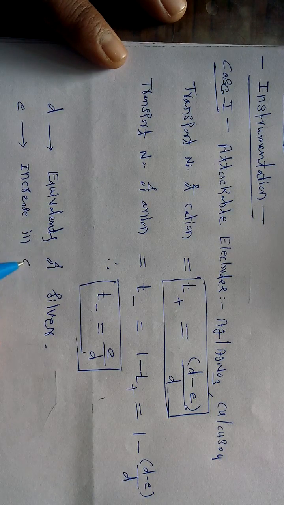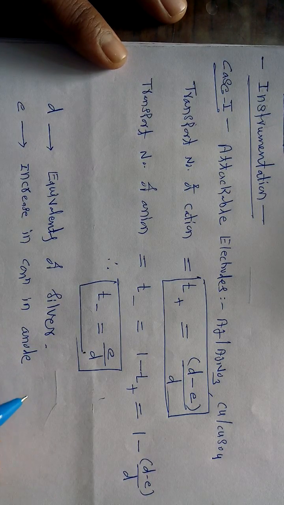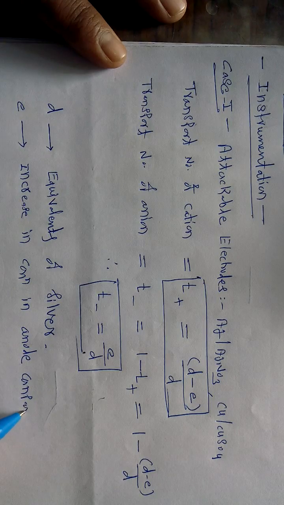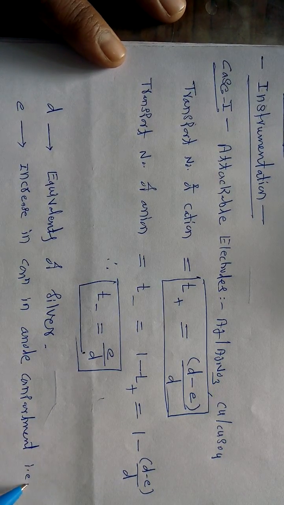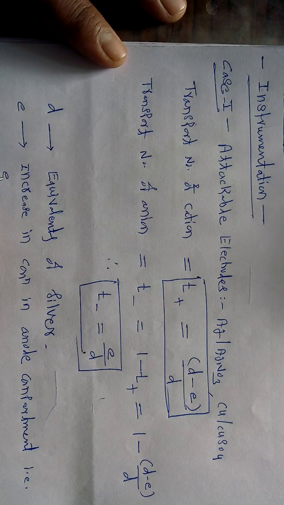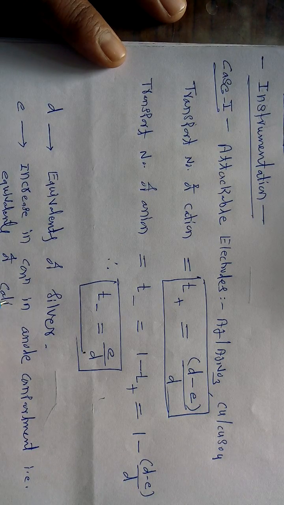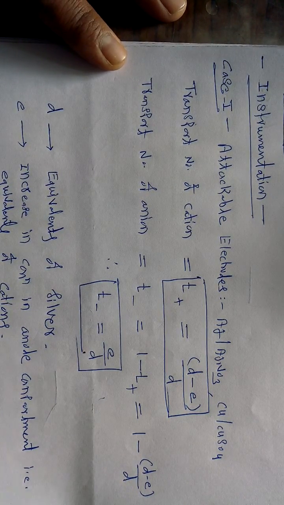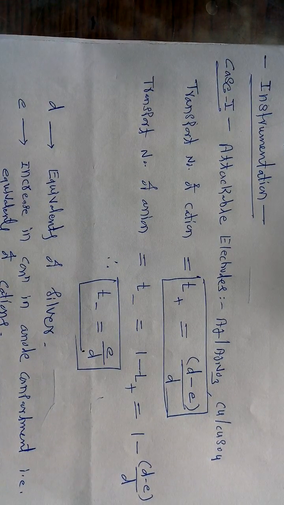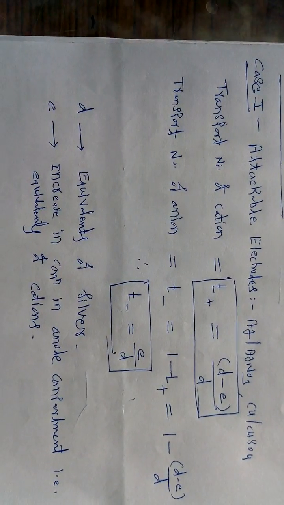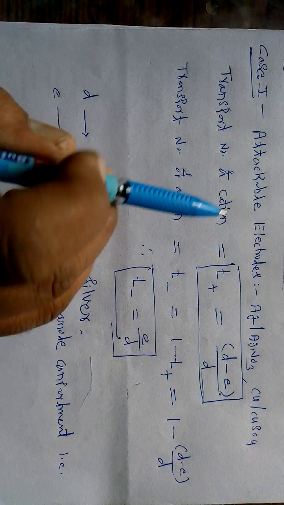Increase in concentration in the anode compartment, that is nothing but the equivalence of cations. So these two important factors we have to take into consideration as parameters while calculating the transport number of the ions. So this is the first case, when we use the attackable electrodes.